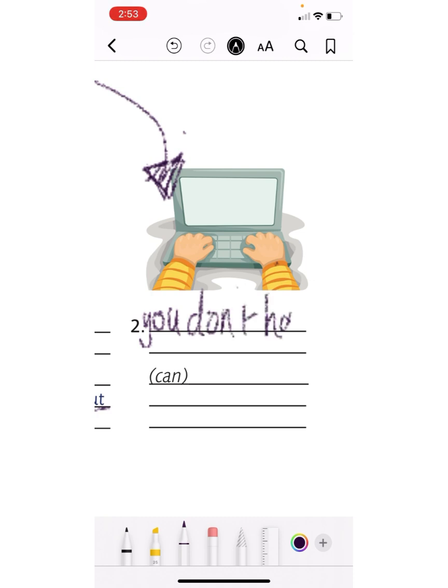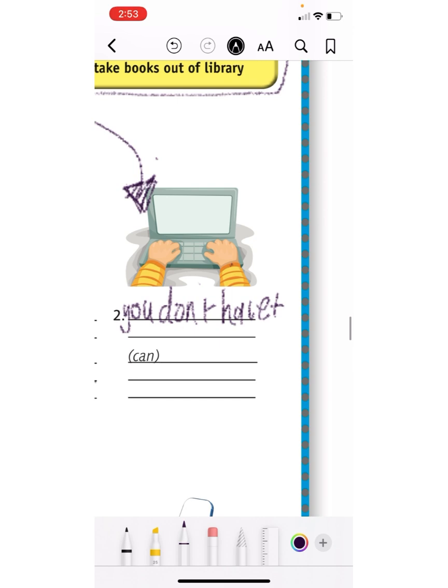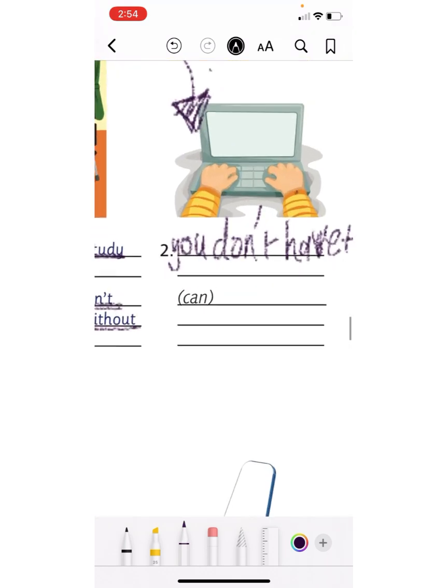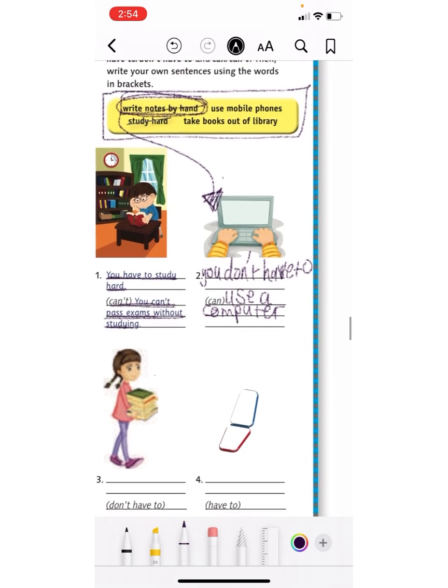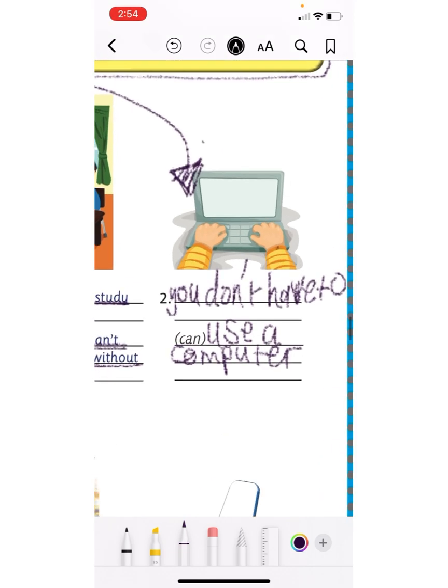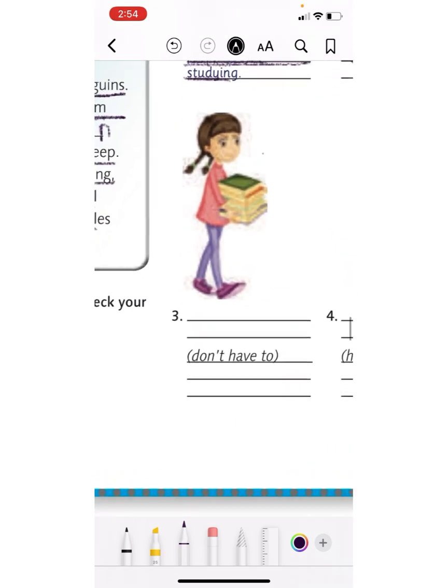You don't have to, بتكملوها. You don't have to إيش? To write notes by hands. هاي الجملة. Because you can what? You can use a computer. Okay, you don't have to. Again, you don't have to write notes by hands. مش مضطر تكتب الملاحظات بإيدك. You can use a computer. بإمكانك إنك تستخدم computer. Okay, this is a computer. Okay, what about number 3?